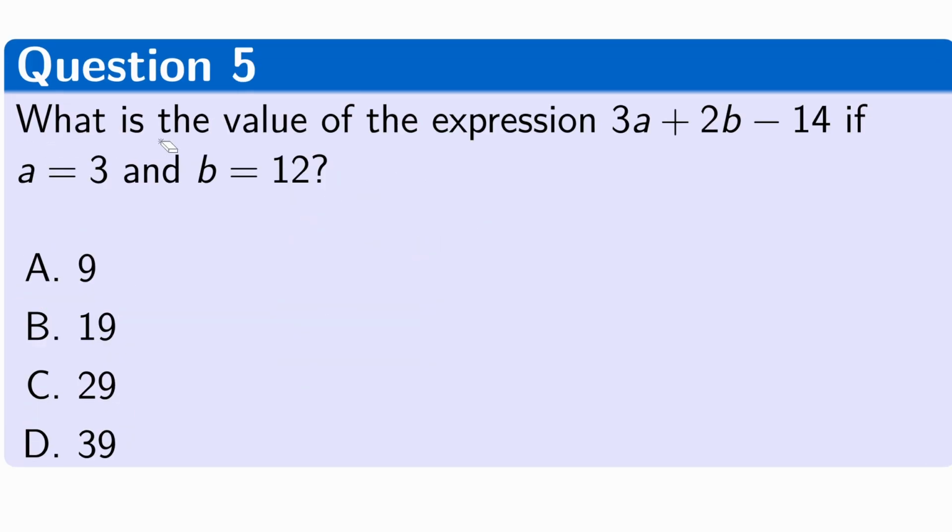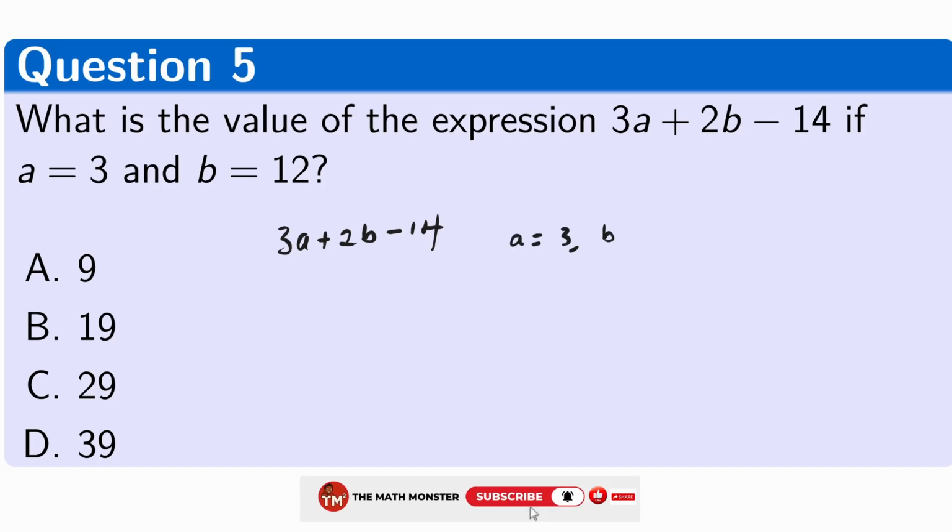Question 5. What is the value of the expression 3a plus 2b minus 14 if a is equal to 3 and b is equal to 12? Solution. To find the value, we are given a equal to 3 and b equal to 12, right? So wherever we see a, we are going to substitute in 3, and wherever we see b, we are going to substitute in 12.